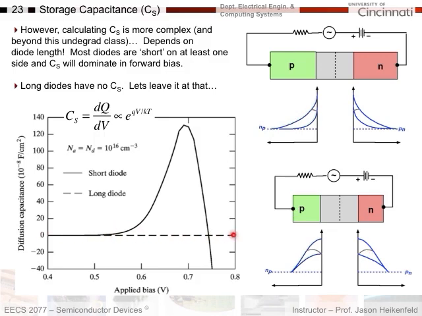I don't want to confuse you, but here's the main thing I want you to remember, okay? What I've given you here is just for your own benefit, but the main thing I want you to remember is that for most of the diodes we have in this course, the storage capacitance increases exponentially with forward bias voltage, and it will dominate over the depletion capacitance.